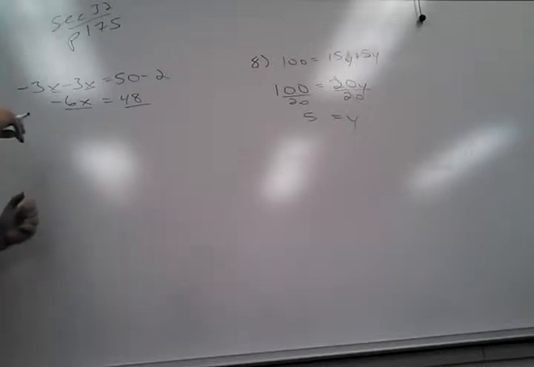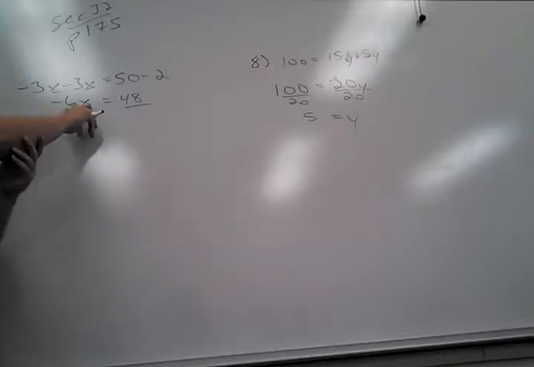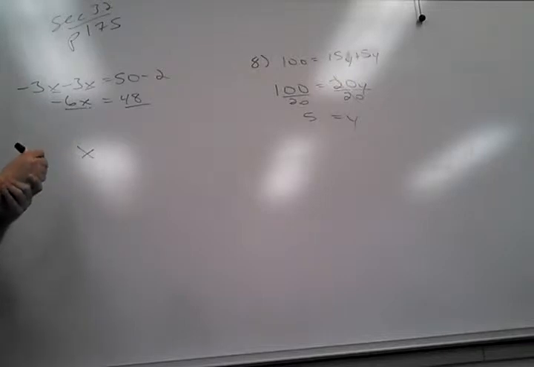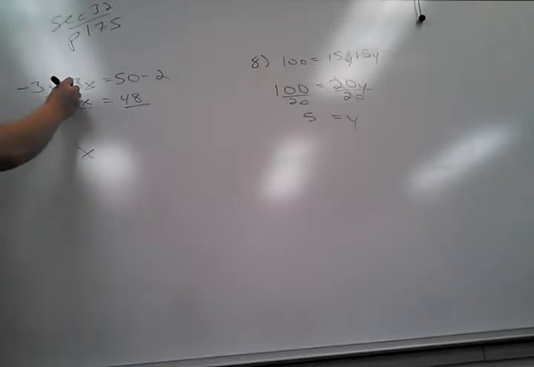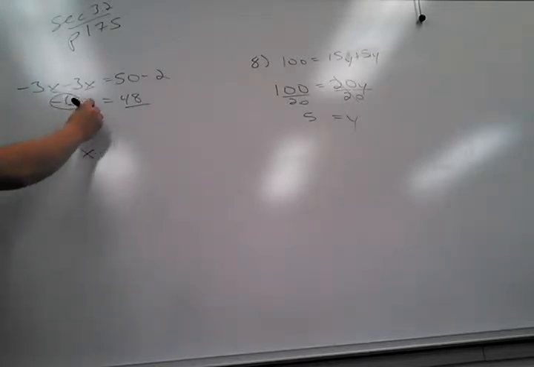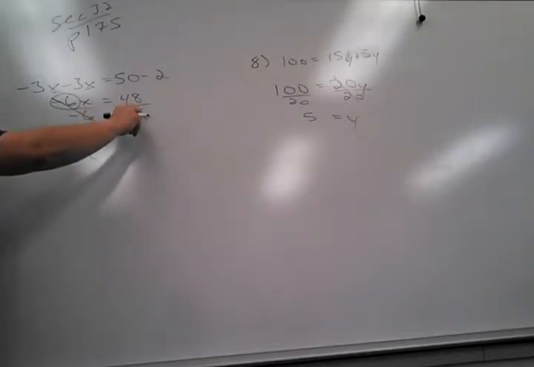Okay. So I want my x by itself. I know that's when I'm done. So I want to get rid of the negative 6. The operation right now is multiplication. So what's the opposite of multiplication? Divide. So if I want to get rid of this, I divide by negative 6. So now it's gone. What's 48 divided by negative 6?